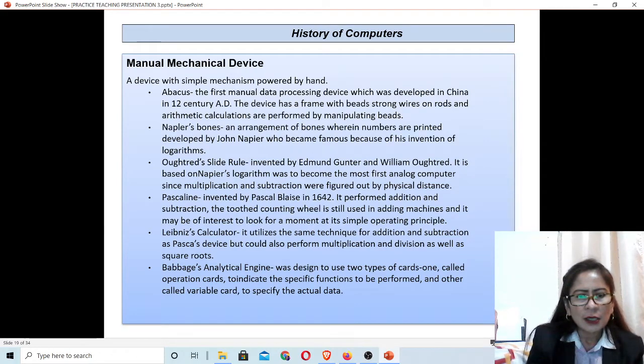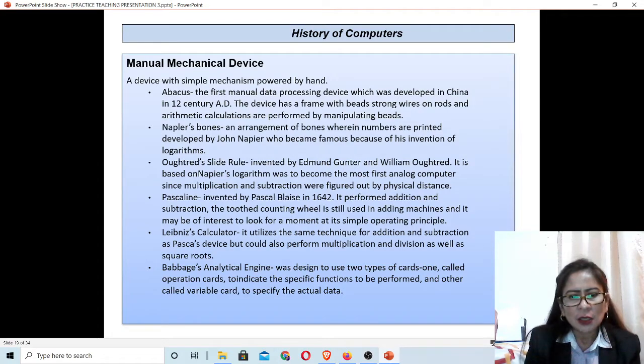Leibniz's calculator. It utilizes the same techniques for addition and subtraction as Pascal's device but could also perform multiplication and division as well as square roots. Babbage's analytical engine was designed to use two types of cards, one called operation cards to indicate the specific function to be performed and another called variable cards to specify the actual data.